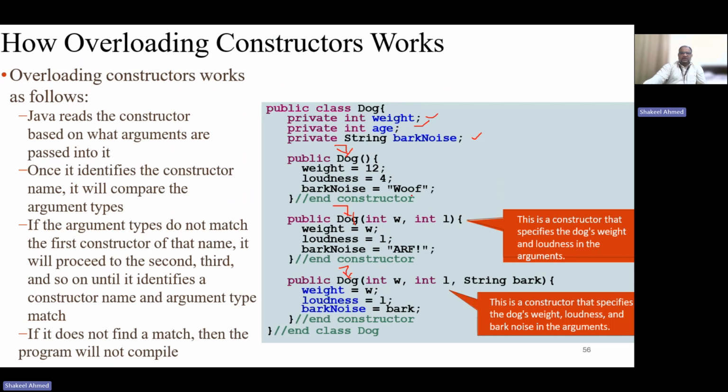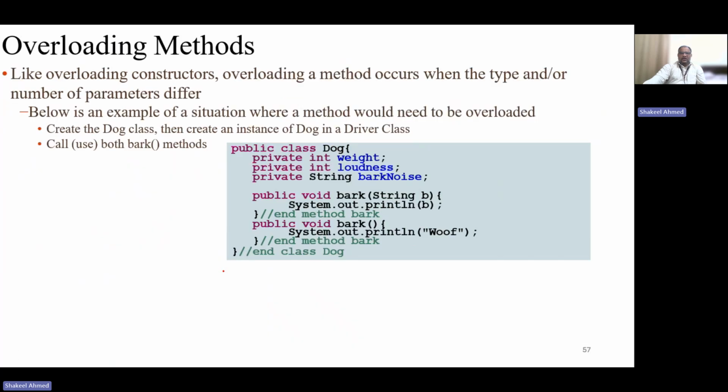So here it depends on the types. When you are creating, you can use it to get the values. Java reads the constructor based on what arguments are passed to it. Once it identifies the constructor name, it will compare the arguments. When you call it, it will check which constructor is being called. If the argument types do not match the first constructor of that name, it will proceed to the second, third, and so on. So it will go in the main method that way. If it does not find a match, then the program will not compile.